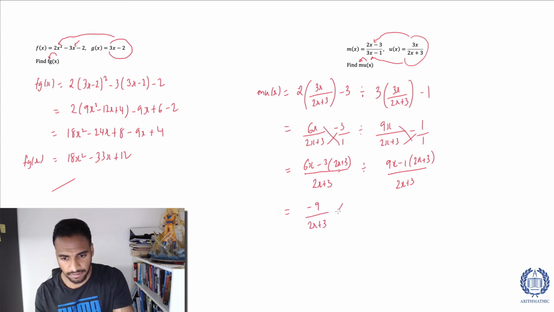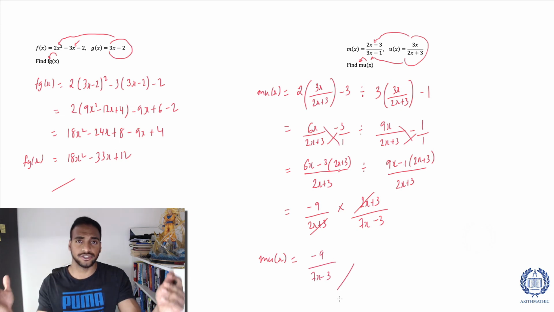Remember, divide means times, and then we flip. So that's over 2x plus 3. And then minus 1 times 2x is minus 2x. 9x minus 2x is 7x. And then minus 1 times 3 is minus 3. Now, final step for this composite function. Remember, we can cancel this and this out because it's exactly the same. So then we're left with minus 9 over 7x minus 3. And that should have been your answer.